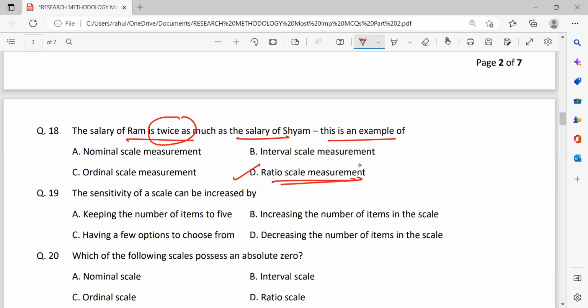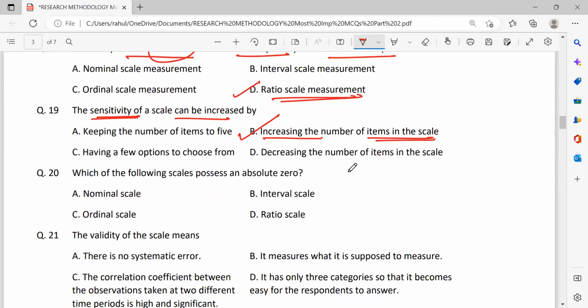Question number 19. The sensitivity of a scale can be increased by what? It can be increased by increasing the number of items in the scale. If we increase the number of items, the sensitivity of the scale will be increased. Thus option B is the correct answer.